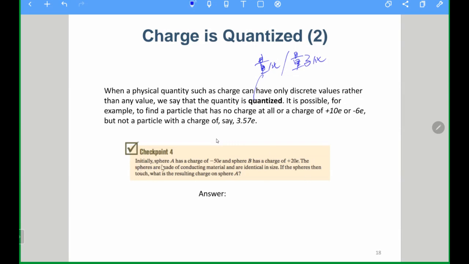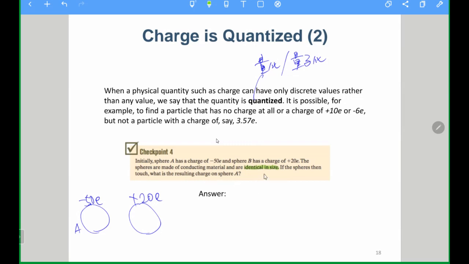It says initially sphere A has a charge of negative 50e, and sphere B has a charge of positive 20e. So let's draw it out. We have a sphere A, and then we have another sphere B. So this is A with negative 50e, and this is plus 20e. The spheres are made of conducting material and are identical in size. If the spheres then touch, what is the resulting charge on sphere A?